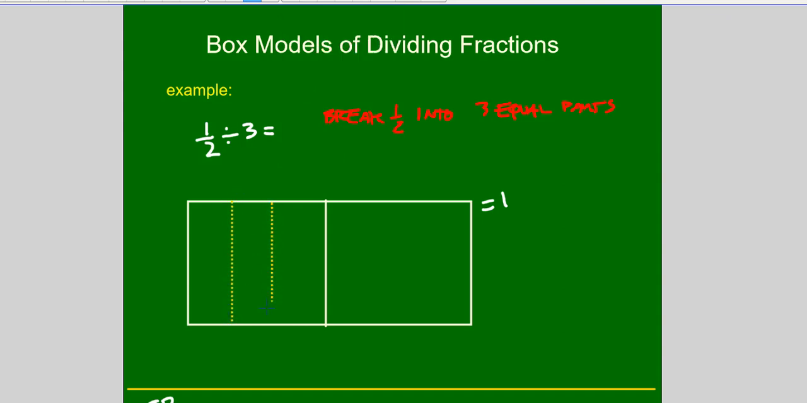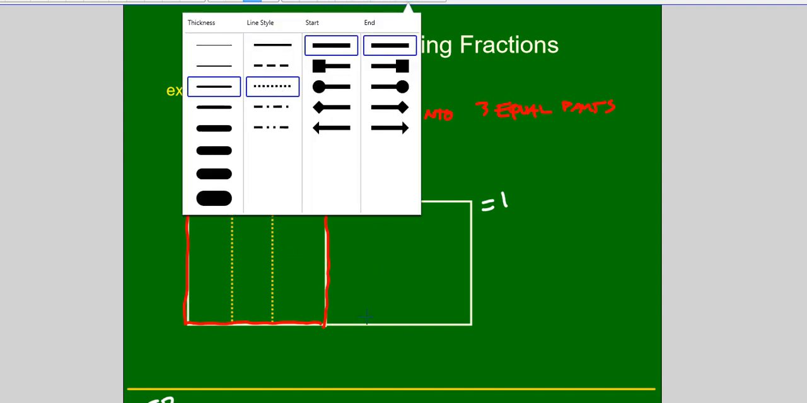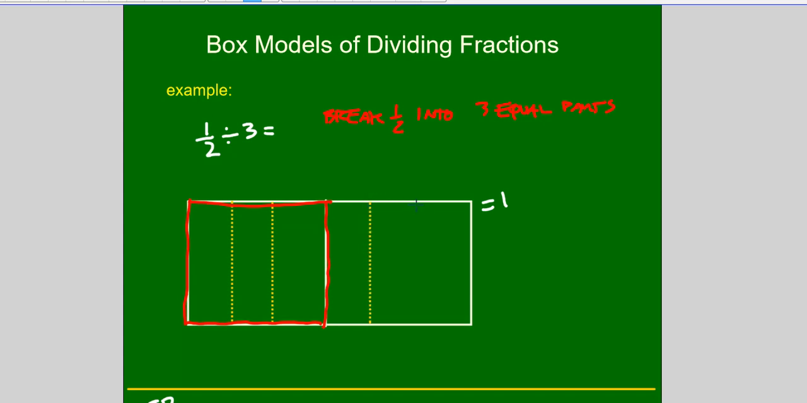Okay, so here's a half right here. In terms of one, these are sixths, because I could continue that process here, divide this other half into three equal parts. So when I break a half into three equal parts, the size of each part is this right here. So this has to be one out of six.